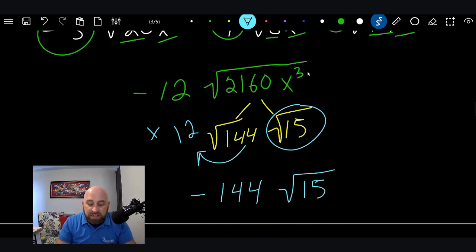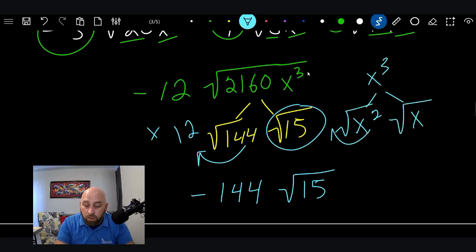Square root of 15 cannot solve out anymore. We're not done quite yet because we still have this x cubed in there. What does this x cubed factor out to? Well, the perfect square is x squared, and we have an x left over. Okay, what comes out of there? Well, then x comes out. What stays inside? The x also stays inside.